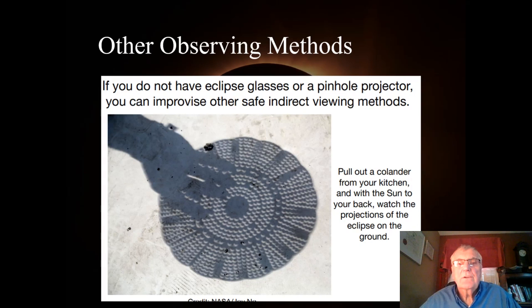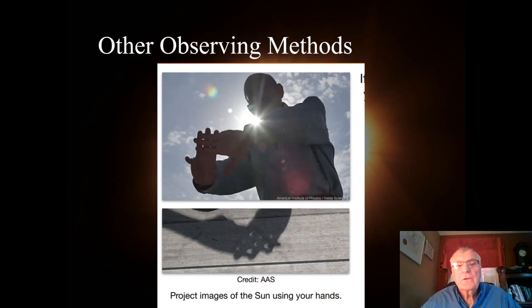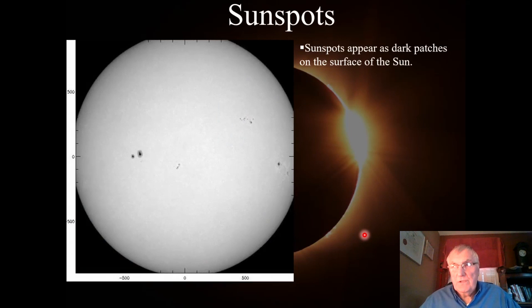You can use a colander. This isn't really a colander. The NASA people said it was a colander, but it's not. It's a steamer that goes into the bottom of a pan, but it still works. Anything with holes in it, okay? Even your fingers crossed, okay? Those gaps create these crescent suns. You can also use the leaves on the trees, but on April 8th, there's not going to be too many leaves running around.